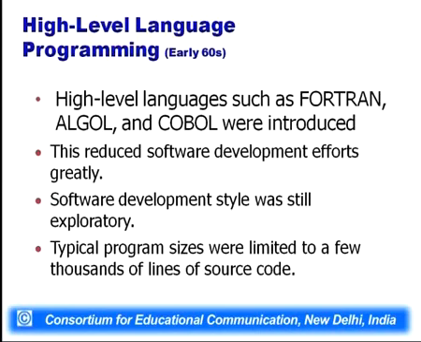After this, what came in was high level programming, that is in the early 1960s. So, high level languages like Fortran, Algol, COBOL, these were more English like languages, therefore, these were known as high level languages, because the commands in these languages were actually English words, and they reduced the development efforts greatly, because people now used the same language to talk to the computer as they were using themselves. So, this software development style still remained exploratory, because people used to make different types of commands and statements, and then they used to run and see.